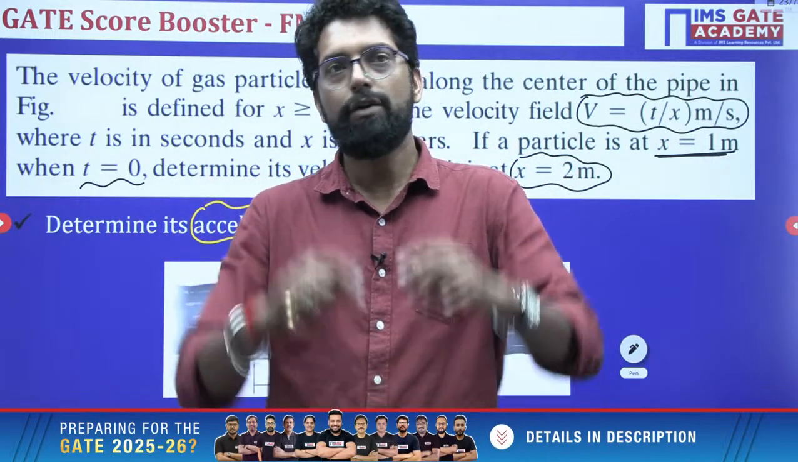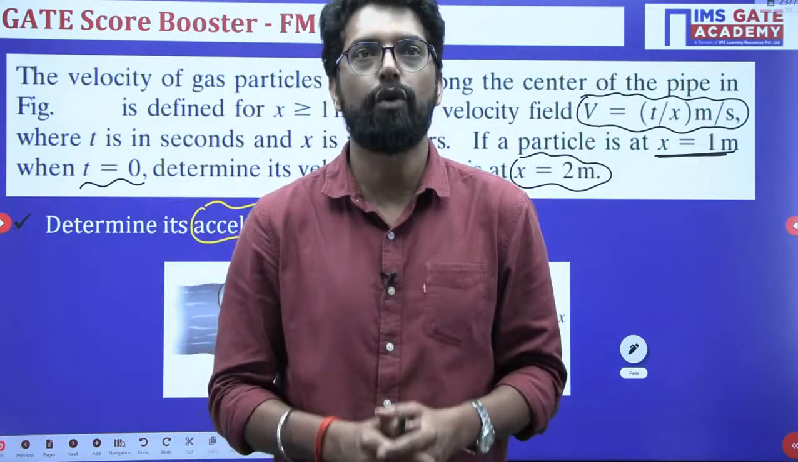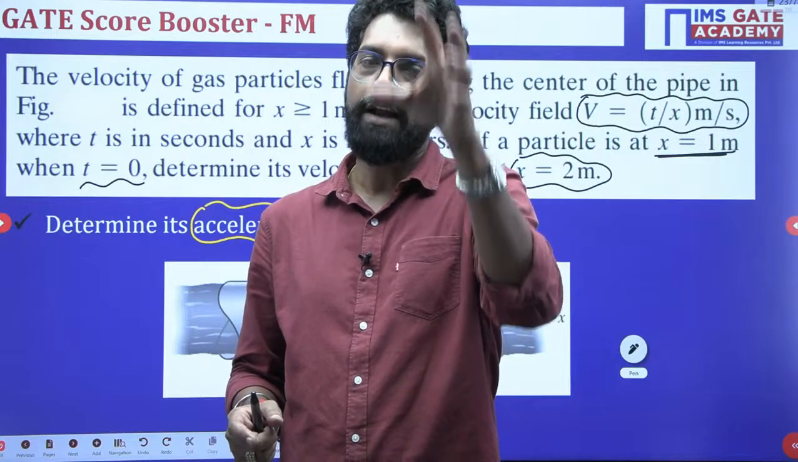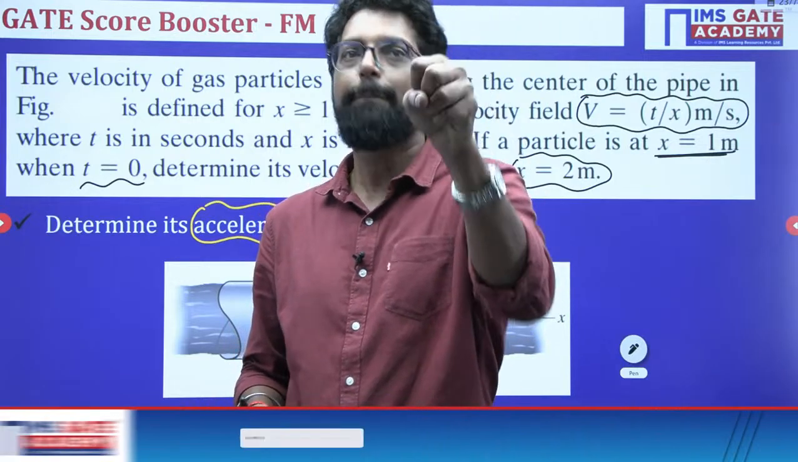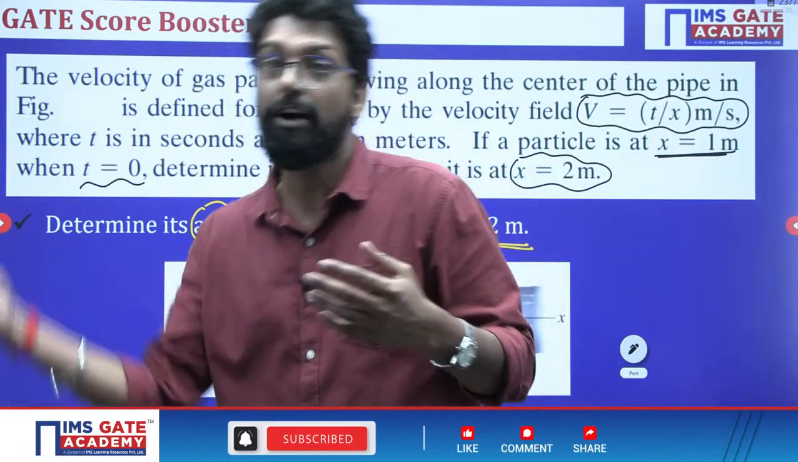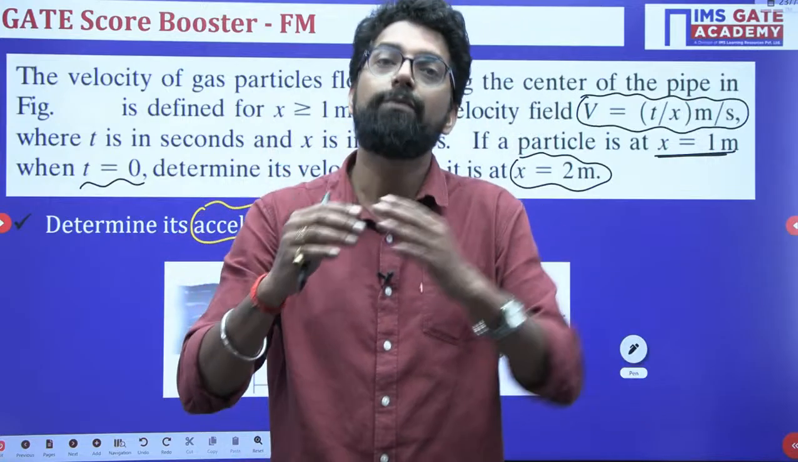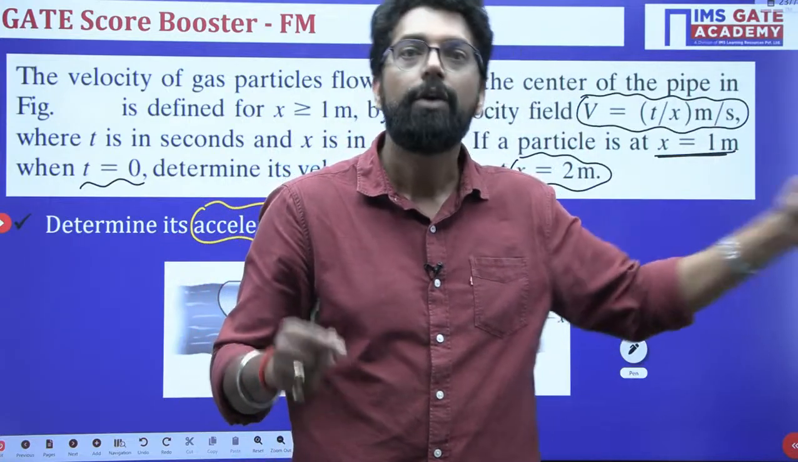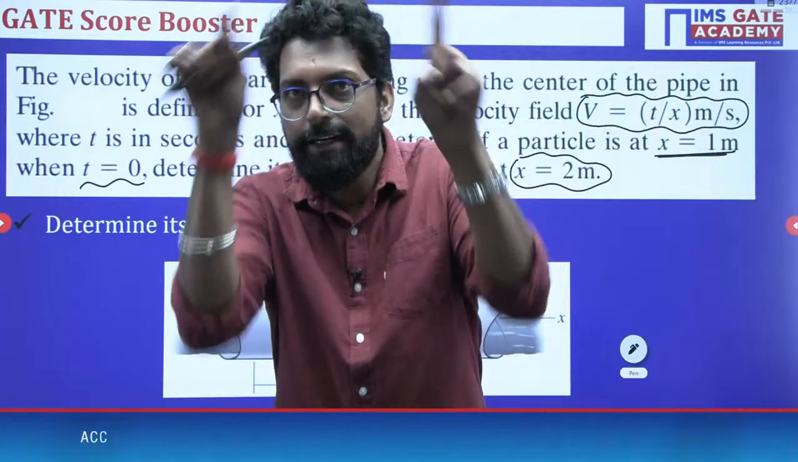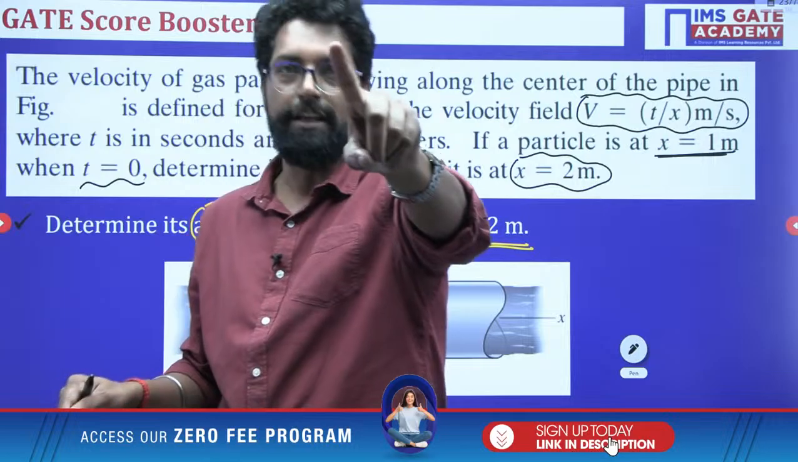In Eulerian, we do not track the individual particle; rather, we fix the control volume and see what happens inside the control volume. We are not bothered about where the fluid is coming from inside and where the fluid is going outside. We focus the camera settled at the region and we analyze the region. That is your Eulerian approach.